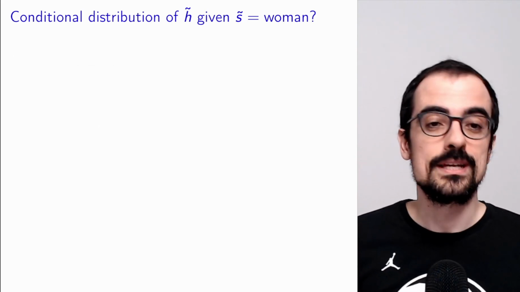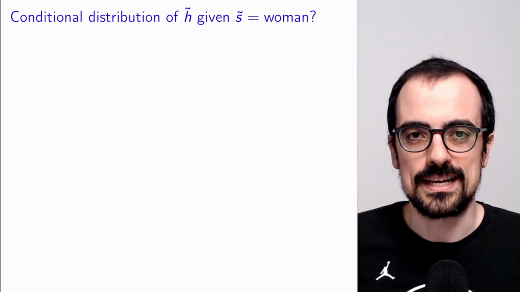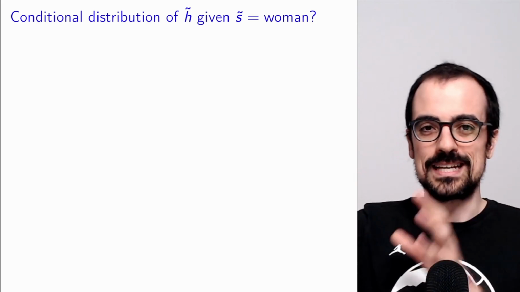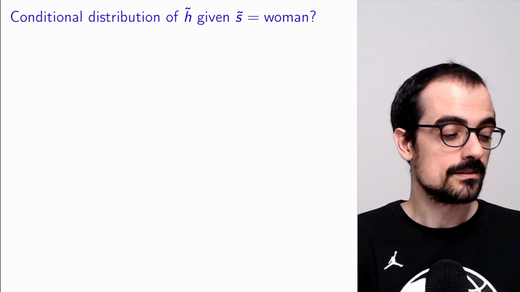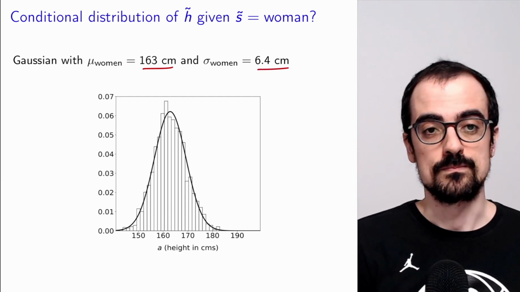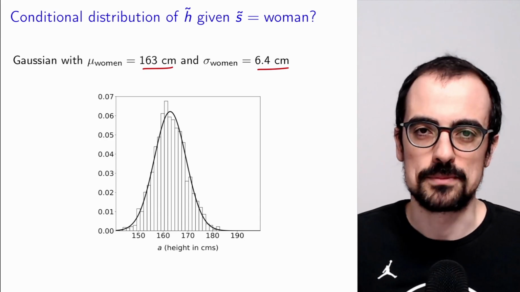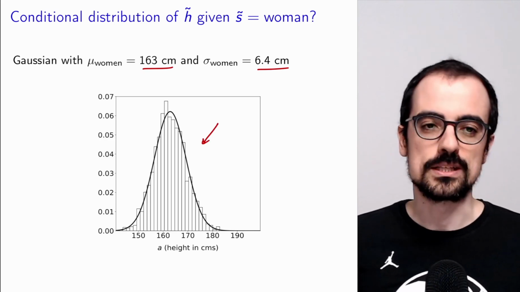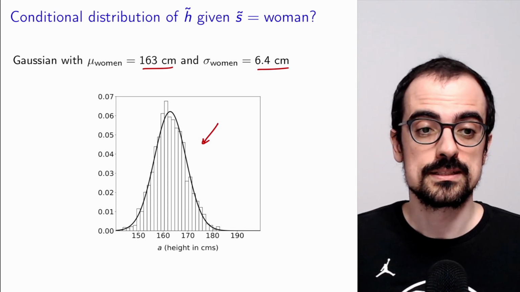Now, how do we estimate the conditional distribution of the continuous random variable given women? Well, it's very easy, right? We take the data, we separate it, we take only the data corresponding to women, and we apply maximum likelihood estimation. The mean is going to be the average, and the standard deviation, we saw the formula, is very close to the sample standard deviation. So when we look at the fit that we obtain for women, it's actually pretty good. Here the mean is 163 centimeters with a standard deviation of 6.4 centimeters.